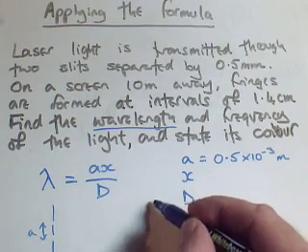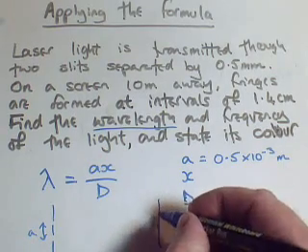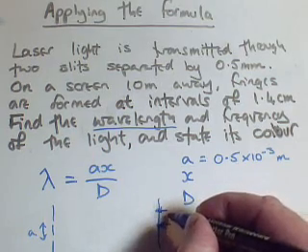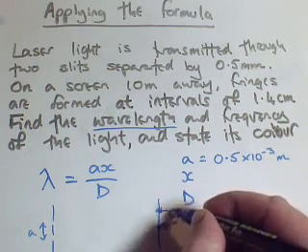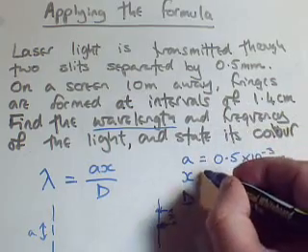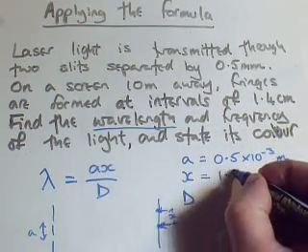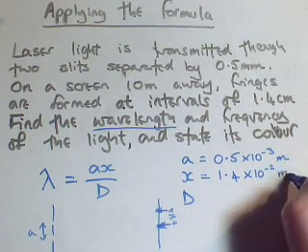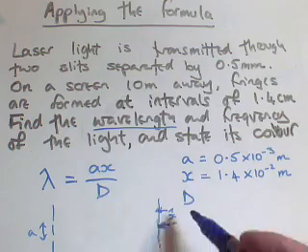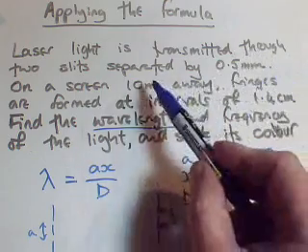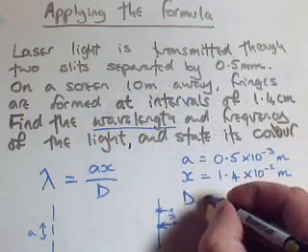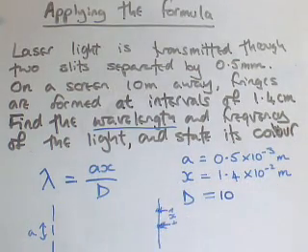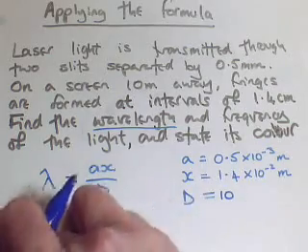And then X is on the screen, the separation from the one point of maximum intensity to the next, between the fringes, and that distance X is this 1.4 centimeters, so that's going to be 1.4 times 10 to the power minus 2 meters. And then we've got the distance D, which is 10 meters, so D is 10. And so therefore, all I need to do is to find lambda. I'm just going to plug my values into the formula.